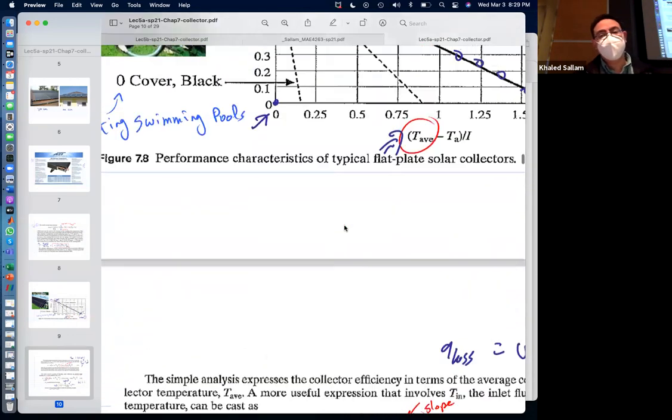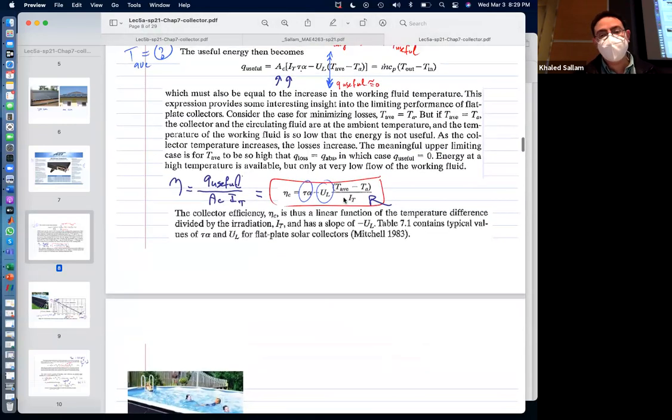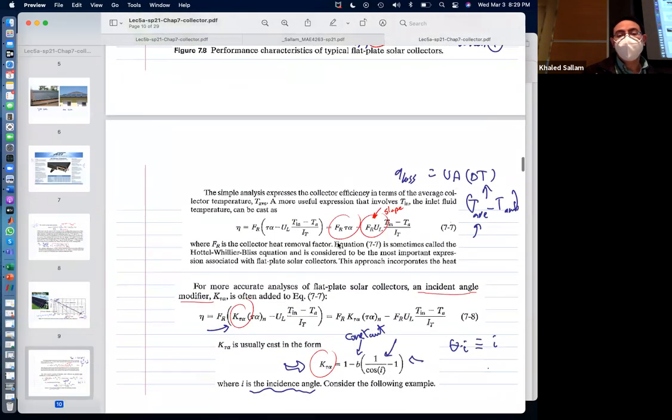Imagine if we just kept it going with T average, it would be one equation and two unknowns. I don't know the T average because I don't know the T outlet, and I will not know the T outlet unless I know the efficiency. So I'm going to be iterating forever. But if you give me the equation in terms of T inlet, then I immediately find the efficiency, and the efficiency multiplied by the incident radiation times the area is going to be m dot Cp delta T. Make sense?